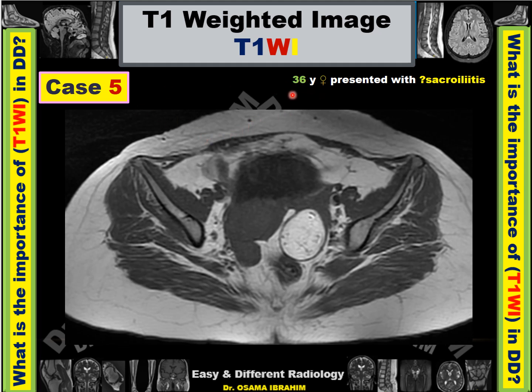Case 5, a 36-year-old female patient presented with query sacroiliitis, and this is the axial image at the pelvic level, showing subcutaneous fat is bright and the fluid in the urinary bladder appeared dark. So this is the T1 weighted image. We see a lesion here. This lesion has high signal in T1, so it may be fat, and I need the best friend for this T1 weighted image, which is called fat suppression, to confirm the presence of fat or exclude it.